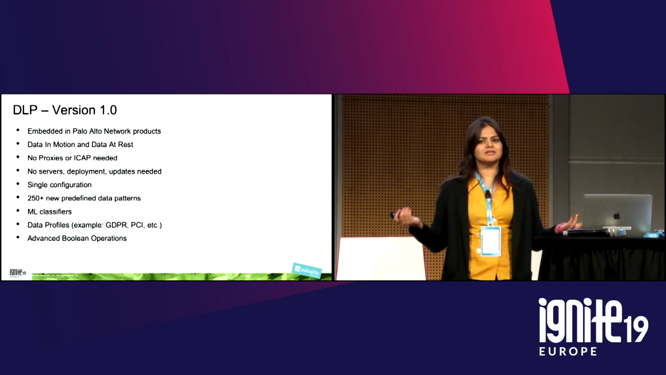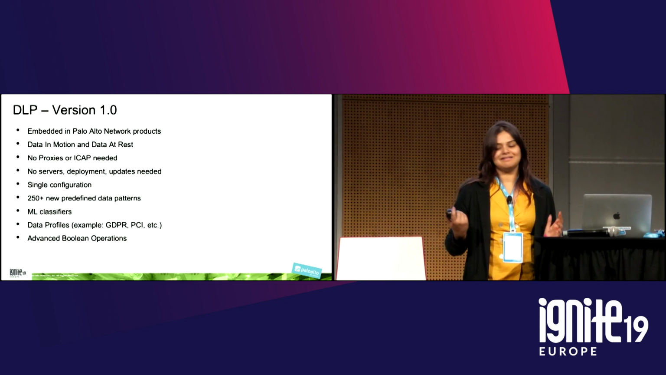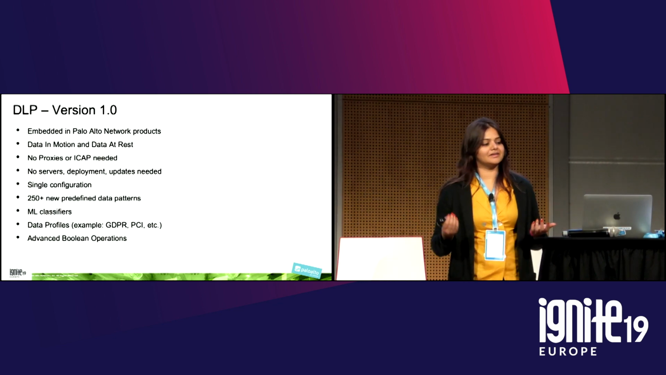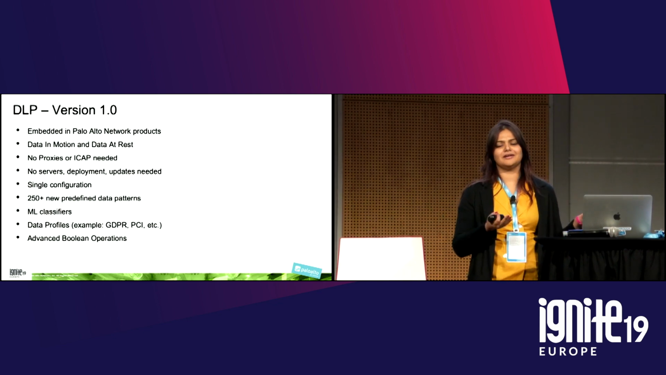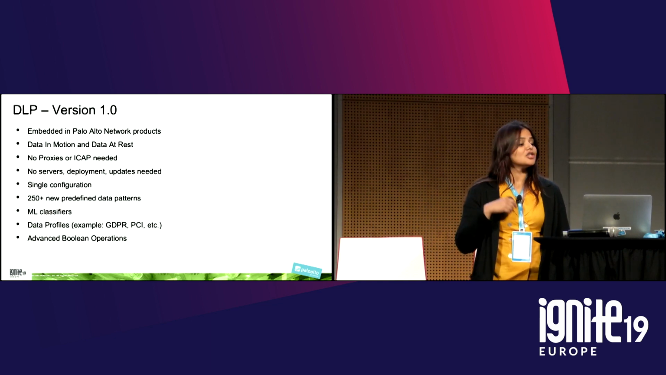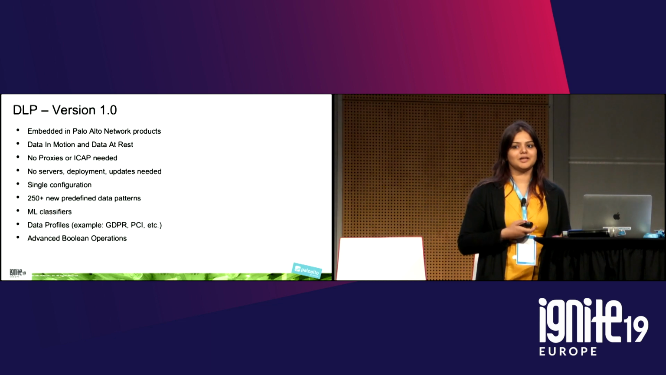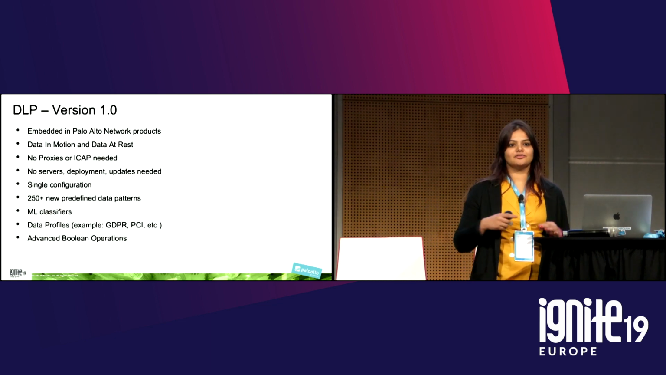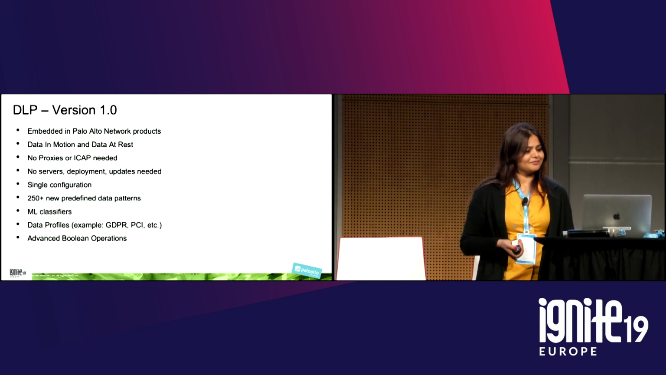Also, just by a show of hands, how many of you are Prisma SaaS customers? Prisma Access? Okay, so you might know that there were very few predefined data patterns in Prisma Access and around 40 plus in Prisma SaaS. So with this new DLP version, we have close to 254 data patterns, which covers a lot of GDPR, like France, Luxembourg, and many EU countries, and Canada and other stuff.